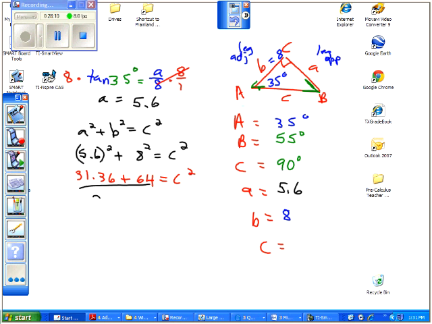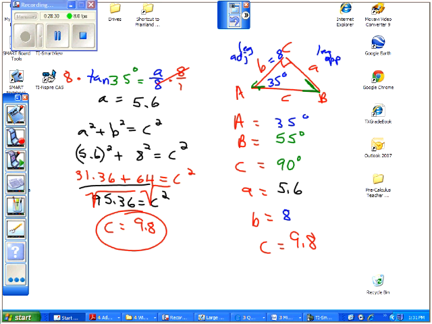We would add and we would get 95.36 is equal to c squared. Get rid of the square with the square root, and we would get c is equal to 9.8 rounded to the nearest tenth. So now we know every angle measure, we know every side, so we have solved the triangle. Any questions on that? Okay. Number 12. Let's go ahead and do that one, even if we do that one fast.